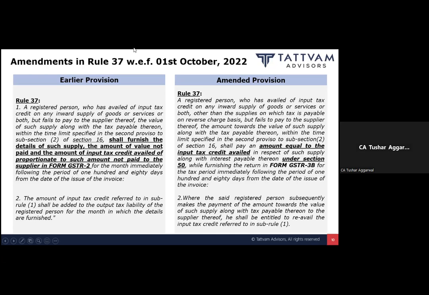My first question: as per section 16 read with Rule 37, are we required to reverse the ITC if I have not made the payment within 180 days? I have an invoice, recorded the invoice, availed the credit, payment not made within 180 days. Am I required to reverse the credit as per section 16 read with Rule 37? I want people to write, because this is a very common issue which they are facing. Are we required to reverse the credit if payment is not made within 180 days as per the earlier Rule 37, which was effective till September 2022, read with section 16?